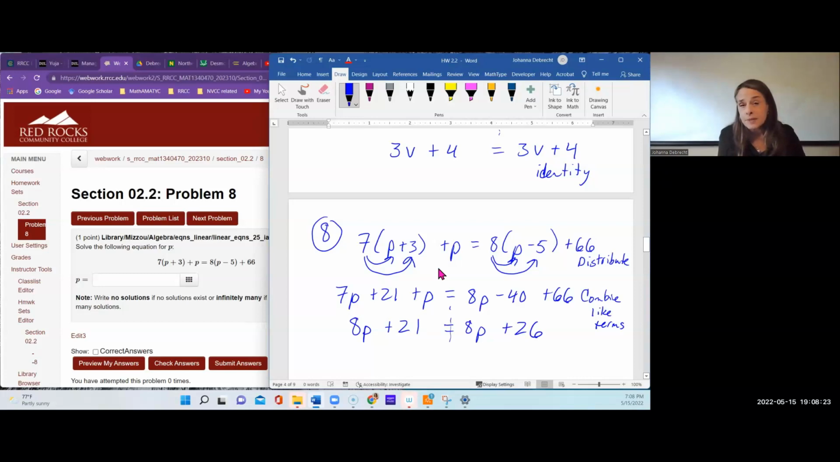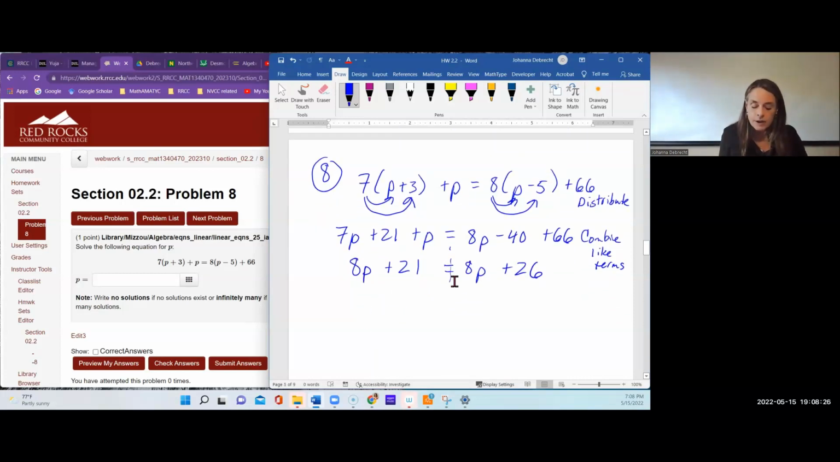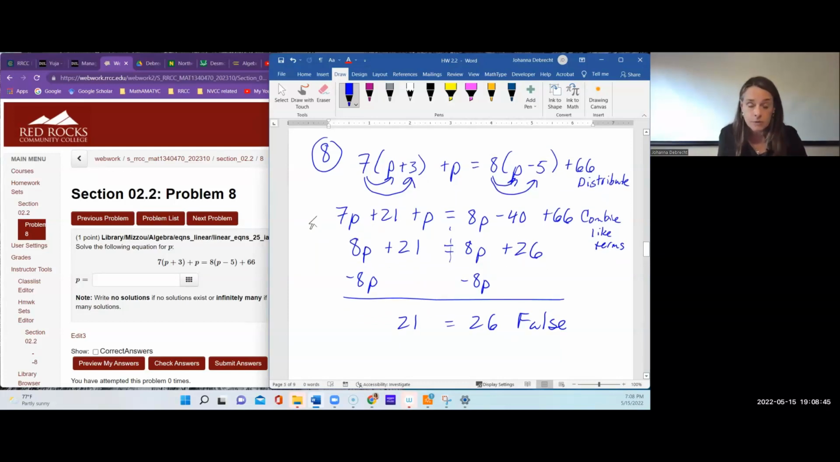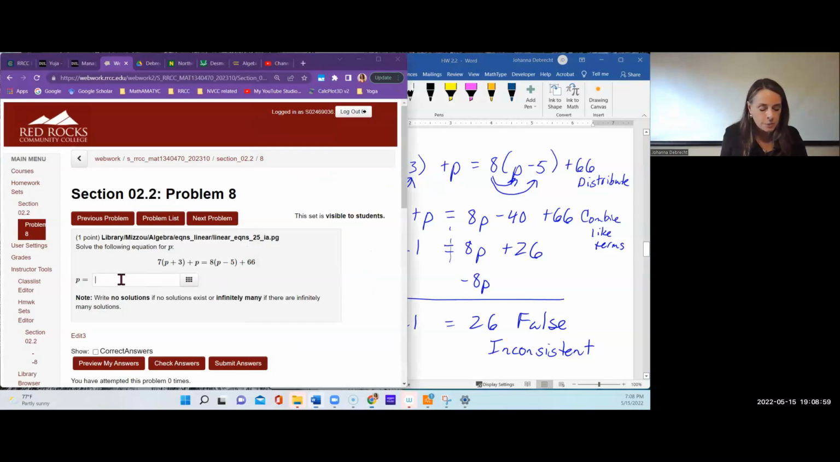Can you see what's about to happen? Yes. When we try to move one of the 8p terms by subtracting it from both sides, we're going to have all of the p terms disappear from the problem. However, what's left behind is false. It is never true that 21 equals 26. Any kind of false statement, even 0 equals 5, leads to the same conclusion. This is an inconsistent equation. Inconsistent in mathematics means there's no solution. So in this box, we're going to type no solutions.